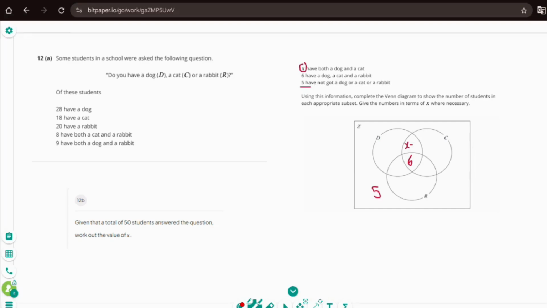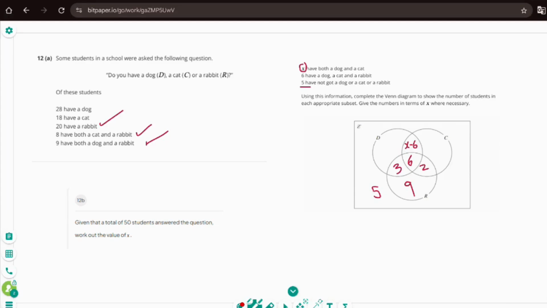Here at the top is X minus 6. 9 have both a cat and a rabbit. So again, this whole cat and rabbit. No, 9 have both a dog and a rabbit. So this whole thing does equal 9. This is 3. 8 have a cat and a rabbit. So this is 2. 20 have a rabbit. So this is 9. So the whole circle rabbit's 9.